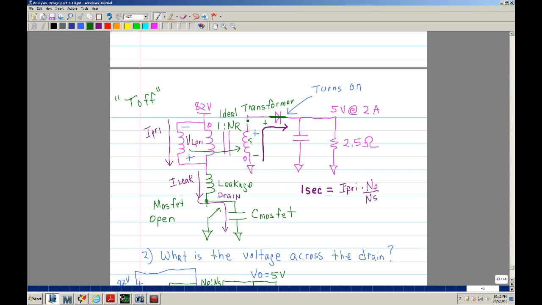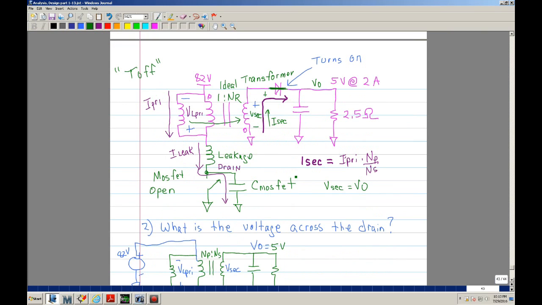Okay, and if you have that, then you can make a statement. We can say that this is V secondary. So we can make a statement that V secondary is equal to V out. Why? Because the diode is turned on. Okay, so basically that current that was flowing through here is transferred, and now you have I secondary. Okay, well, is the current I secondary the same as I primary? Well, no, it's not. It's proportional to it, and it's proportional to the turns ratio. Okay, how is it proportional? Well, here's the equation.